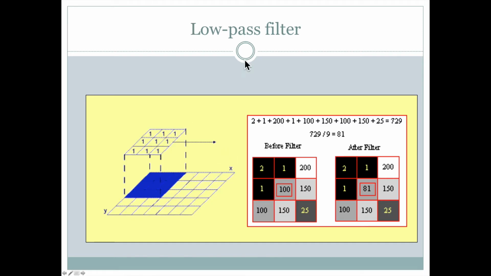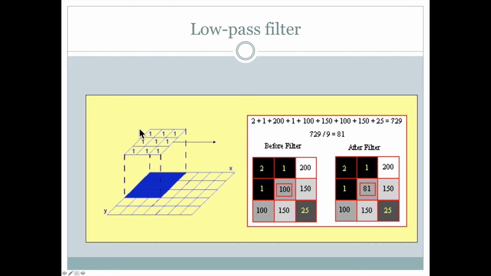So here's an example. This would be a low pass filter, and it's using the kernel that we just talked about. Each one of these values is a 1. This would be part of a much bigger image, but we're just going to show how this convolution kernel sits over one small 3 by 3 number of pixels in that much larger image. And the values of those pixels before the filtering are 2, 1, 200, 1, 100, 150, 100, 150, and 25.